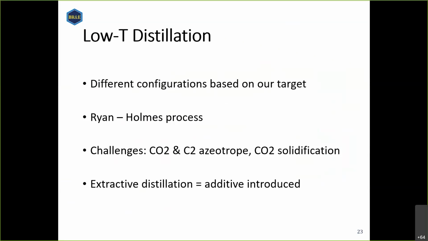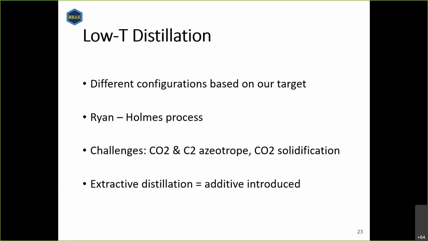The question is, in terms of relative volatilities, where does CO2 fit in? I'll just go ahead and tell you, propane is less volatile than CO2. So if methane is our light key and CO2 is our heavy key, propane is even heavier than CO2. But how does CO2 compare to ethane? Well, CO2 and ethane actually form an azeotrope when it comes to distillation. And the azeotrope occurs at about 66% CO2.